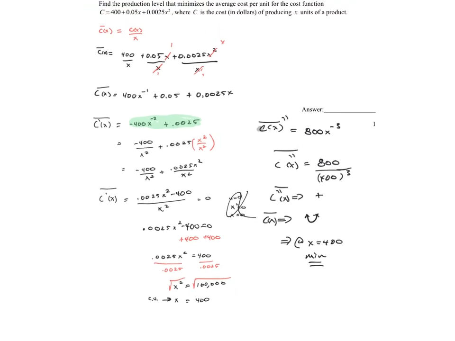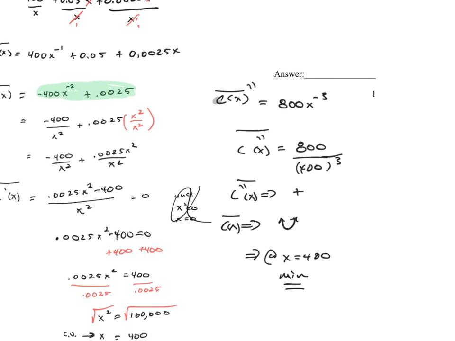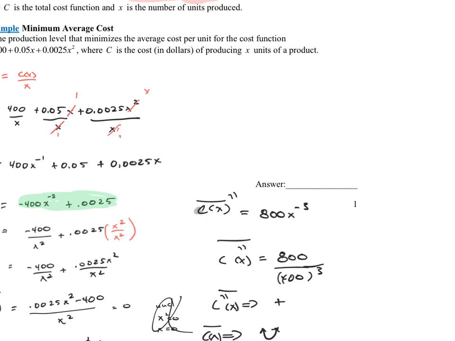That doesn't mean it's the answer to the problem. Let's go ahead and see what the problem says. It says find the production level that minimizes. So they're saying how many units should I produce? And I indeed did just verify that I need 400 units produced to minimize the average cost.